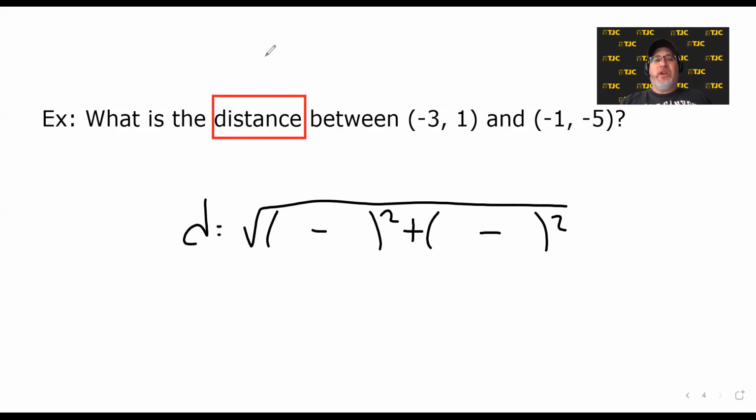Let me pause there for a second. What you see here is the structure of the formula. I'm going to read it again. It's the square root of the sum of the squares of the differences.